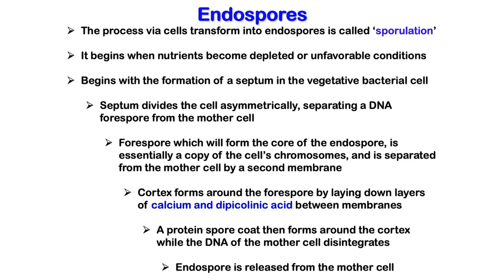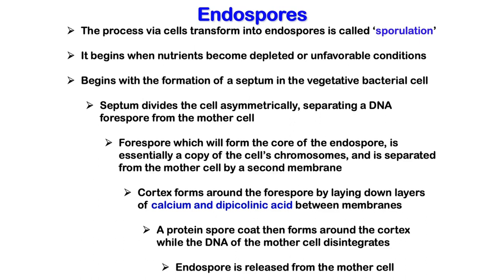And the first step in this process is the formation of the septum. And this divides the cell asymmetrically. And this separates the DNA forespore. Forespore is the bit that's going to become the actual spore. So this is separated from the mother cell.